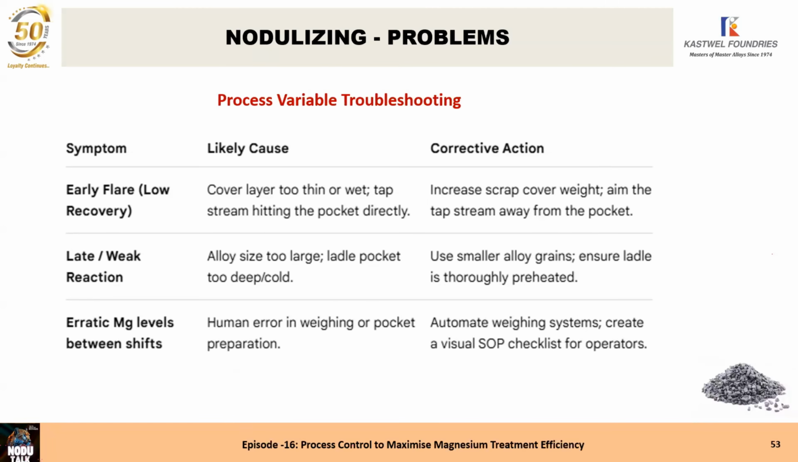First, by looking at the symptoms at every treatment, you can take the corrective action after you fix up the likely causes. Early flare, which means low recovery of magnesium. The likely causes: cover layer too thin or wet, or tap stream hitting the pocket directly. If the reaction starts too early, look for these process variations. Corrective action is to increase the strap cover weight and aim the tap stream away from the pocket.